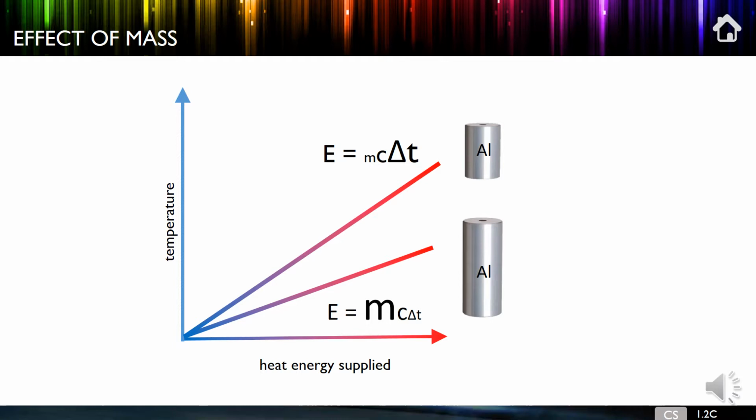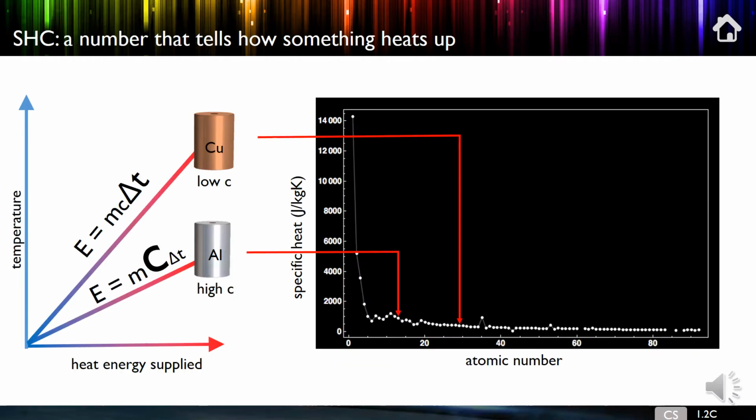So here we see the effect of mass. Here we've got a big chunk of aluminium. We supply the same amount of energy. We've got a bigger m, c is the same in this case because we're dealing with aluminium, so we'll have a small temperature change. Over here we've got less mass, so the temperature is going to go up. If we had 100 tons of aluminium, the same amount of energy wouldn't change the temperature very much.